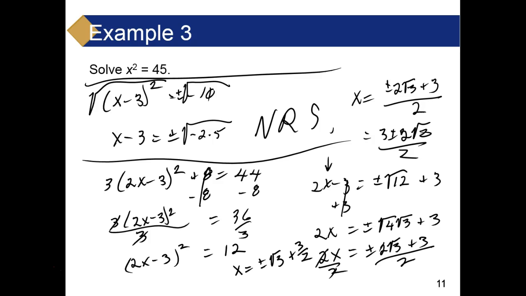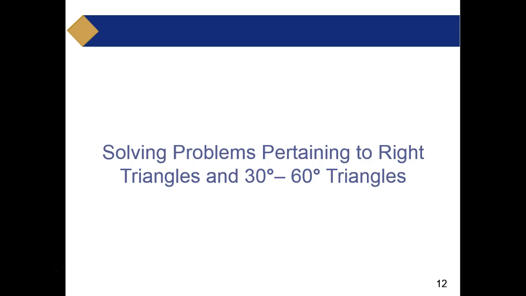All right, so let's move on to, these are all solutions for example 3. We passed that a long time ago. Solving problems pertaining to right triangles and 30-60-90 triangles, okay?